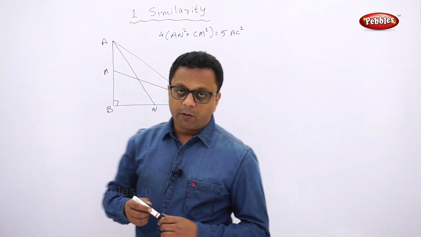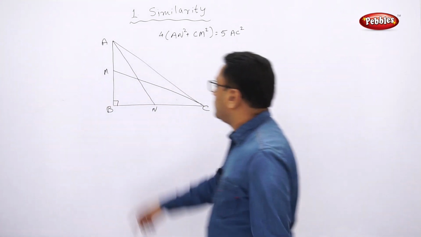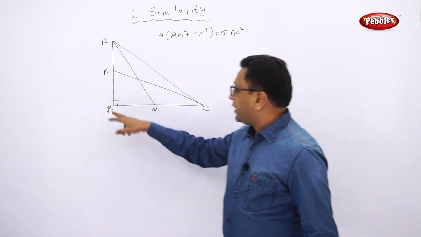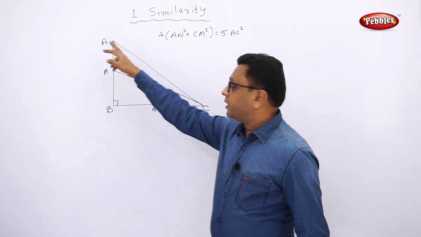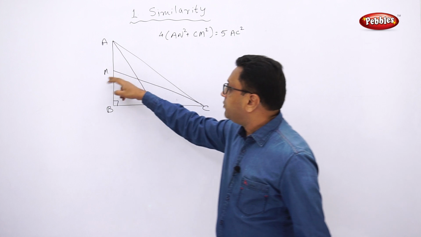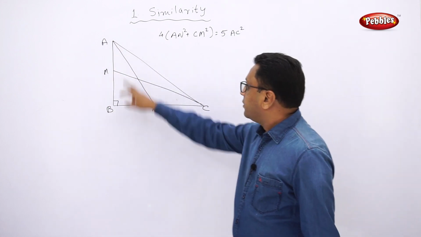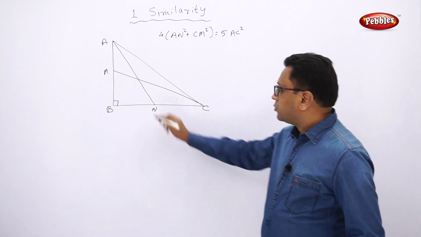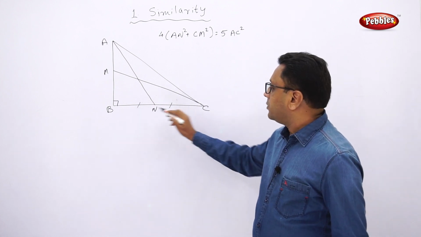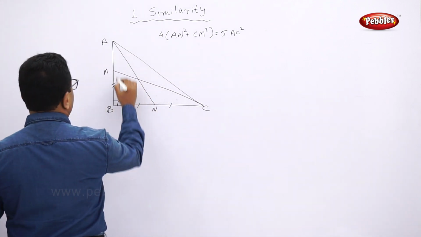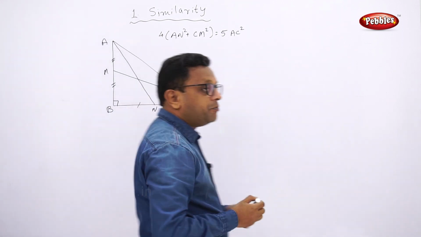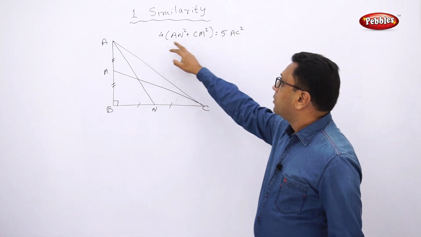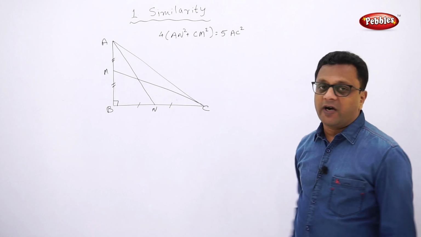Once again there is a tricky problem. We are given one triangle ABC, and from the opposite vertices there are medians on the base and height. That means CM is the median of AB and AN is the median of BC. So we know that these two segments are the same and these two segments are the same, and B is a right angle. They are asked to prove that 4AN square plus CM square is equal to 5AC square.